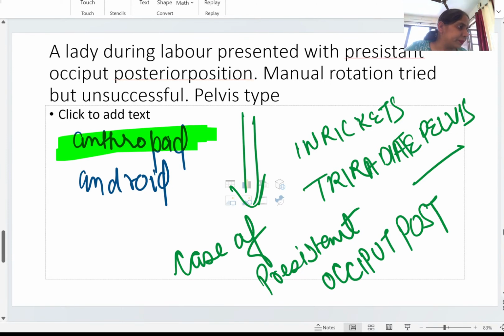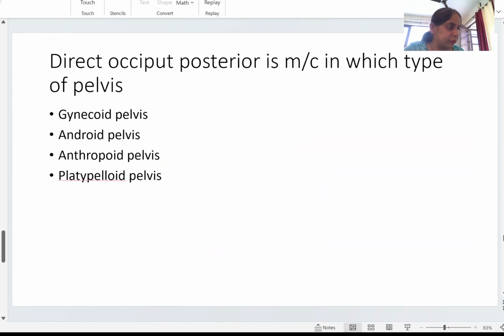Is it clear? Very good. It is anthropoid pelvis. Very good. That's it.